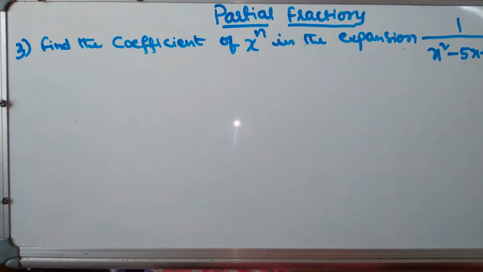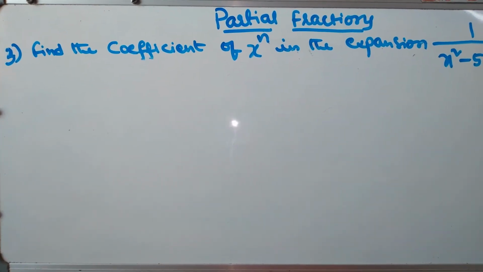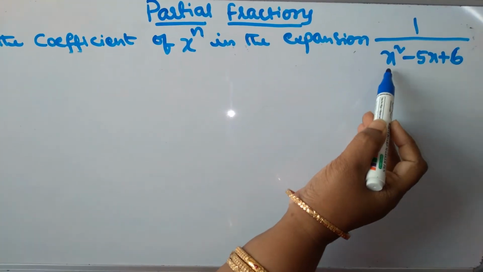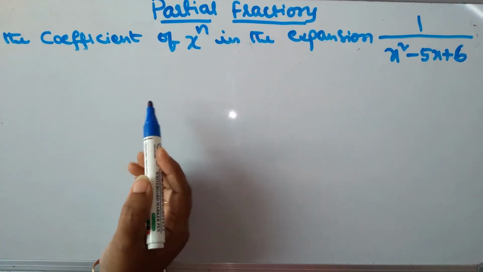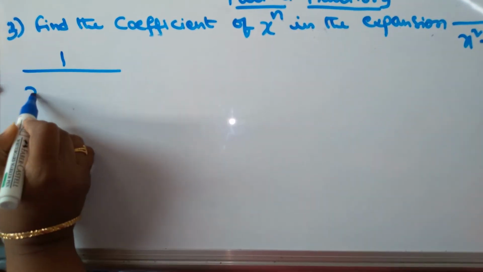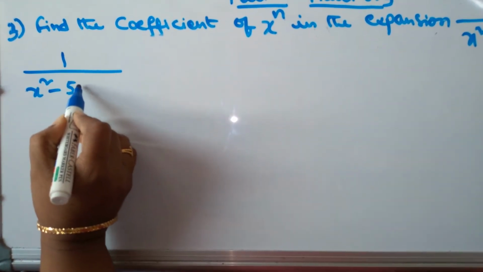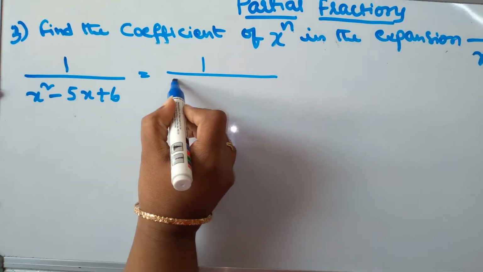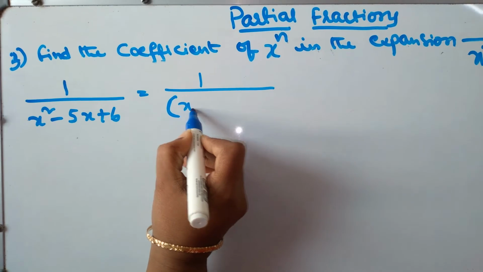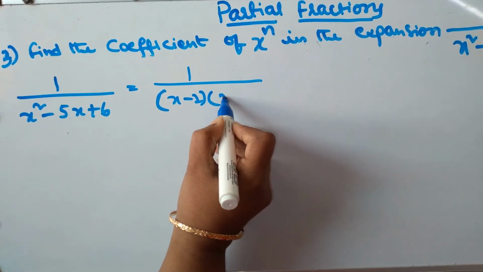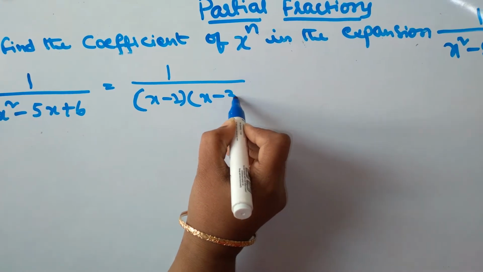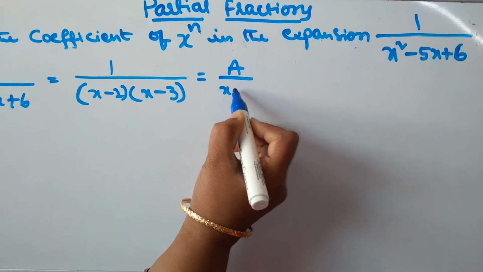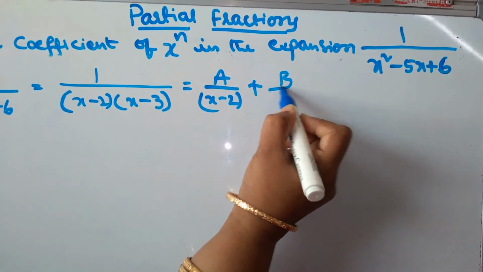Today we are going to discuss the third problem of partial fractions. That is, find the coefficient of x power n in the expansion of 1 by x square minus 5x plus 6. So let us now first of all split it up. For that sake, let us make it into x minus 2 into, factorize the thing, x minus 3. So this can be written as a by x minus 2 plus b by x minus 3.